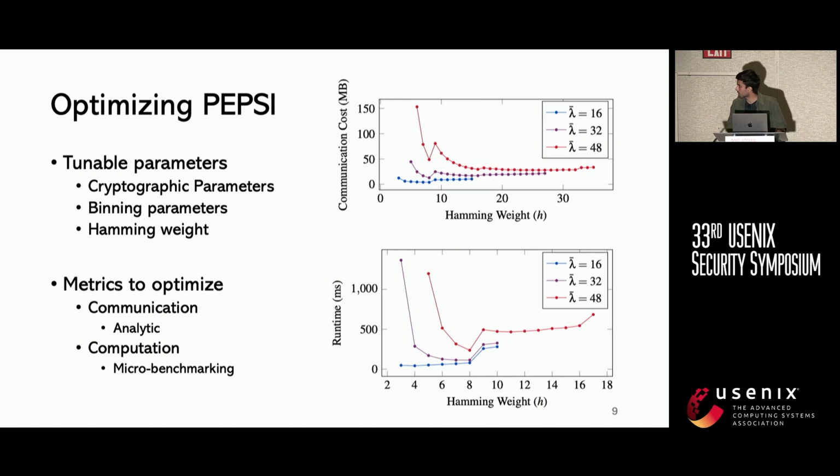So on the graphs, on the top graph, you can see the effect of the Hamming weight on the communication cost, which is maybe a little hard to notice, but there's a range that has the minimum communication. And then on the lower graph, you can see the same effect for the computation, where there's a range that gives you a better and smaller runtime compared to other parameters.